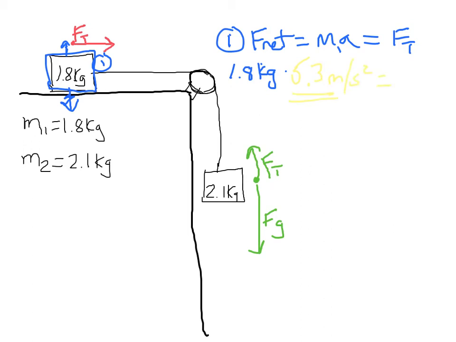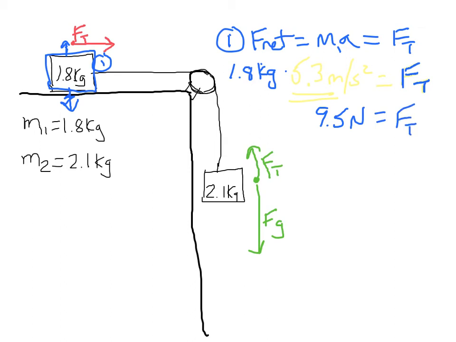This is going to equal a force of tension that we're trying to solve for. So at this point, I'm going to grab a calculator. I'm going to say 1.8 kilograms times 5.3 meters per second squared. That gives me roughly 9.5 newtons is equal to my force of tension.